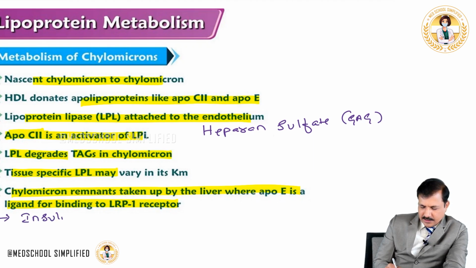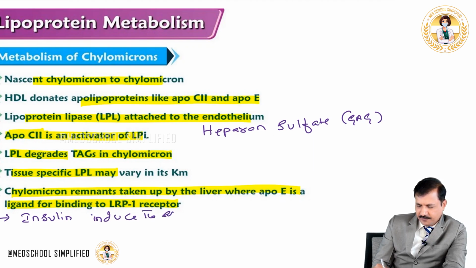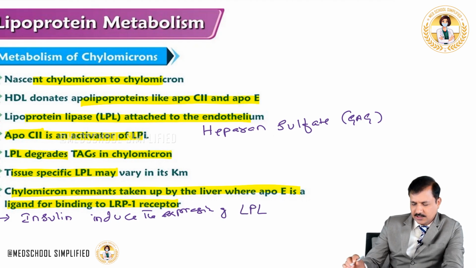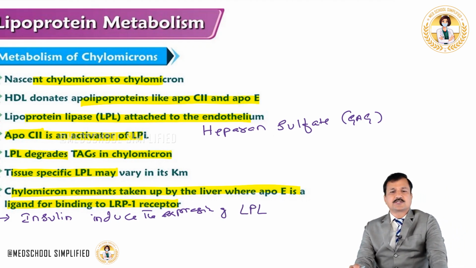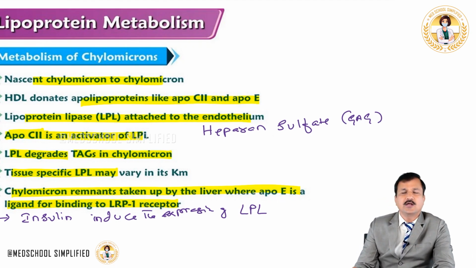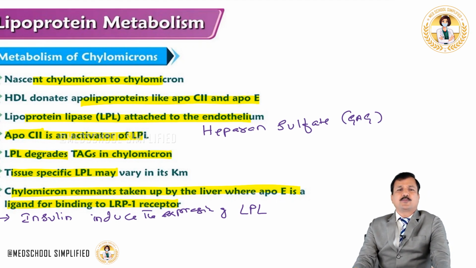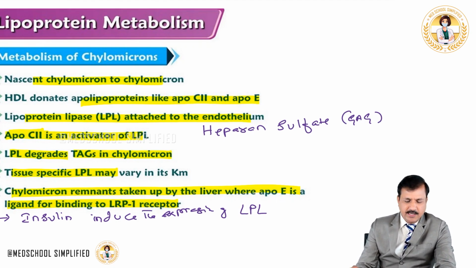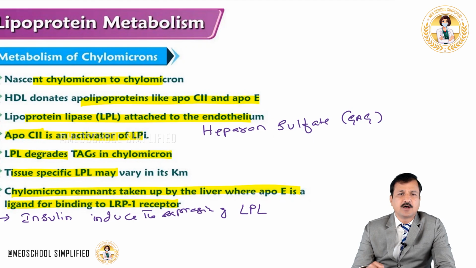Insulin is going to induce the expression of LPL over endothelial cells. So insulin induces lipoprotein lipase expression over endothelial cells, thereby it enhances the conversion of chylomicron into chylomicron remnant, so that fatty acids are getting into the tissues. So these are the points that you must remember related with metabolism of chylomicron.